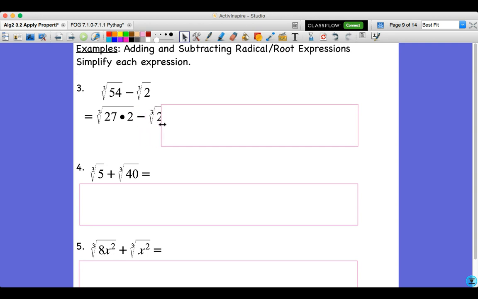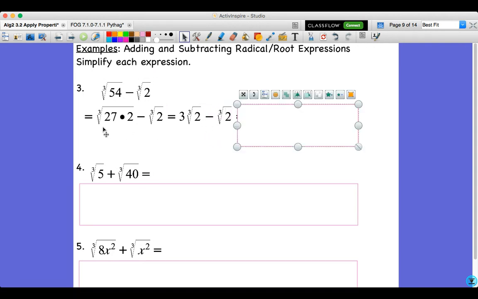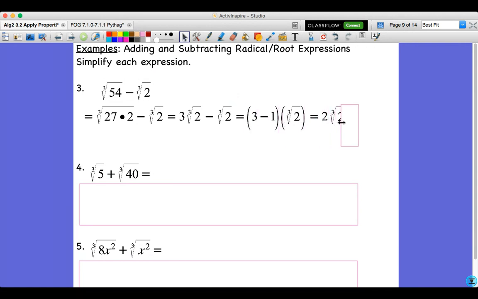The cubic root of 27 is going to be 3. So now we're left with 3 cubic root of 2 minus the cubic root of 2. That is simply 3 minus 1 times the cubic root of 2, which gives you 2 cubic root of 2.